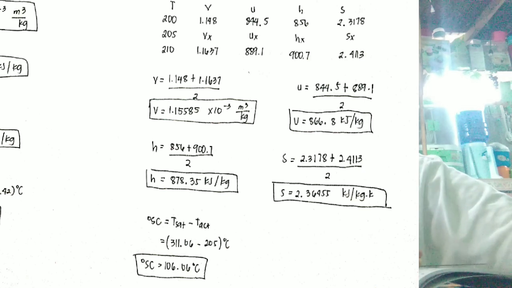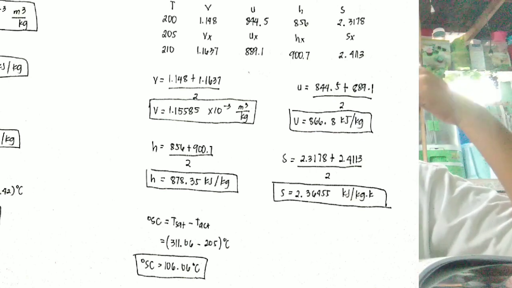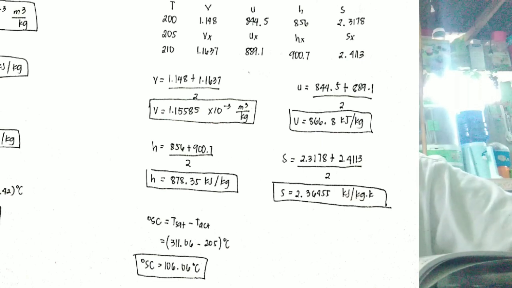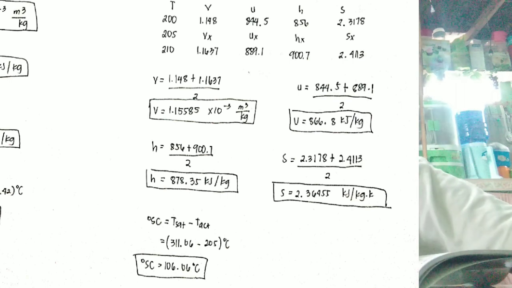So, let's go to the S, or our specific entropy. Same as before, S equals the S value of 200 added to the S value of 210 over 2. We divide it by 2. So we get S equals 2.3178 plus 2.4113 over 2. We can get the S value of 205 as 2.36455 kilojoules per kilogram times K. So we have now obtained the required values.